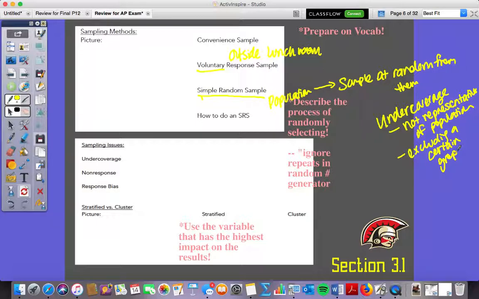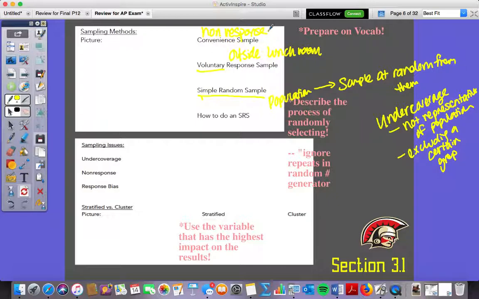Wait, so what's non-response? Oh, non-response. So non-response is if no one responds, or if a lack of people respond. Like, you ever get those email surveys and you're like, yeah, I don't really want to do this? That would be a non-response. But that's not undercoverage? Well, non-response is where they received it, but they just didn't respond. I would say non-response is also in this category of different forms of bad sampling. But the actual bias in and of itself would produce, oh, I see it down right here. These are the sampling issues.